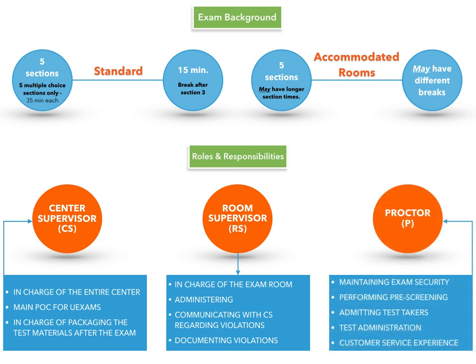Proctors, abbreviated P, are there to assist the RS and CS in any way they're needed. Their main responsibility is to monitor test takers by walking around the room during the exam, escort test takers to the restroom if they must go during a timed section, and monitor test takers in the approved area during the 15-minute break.